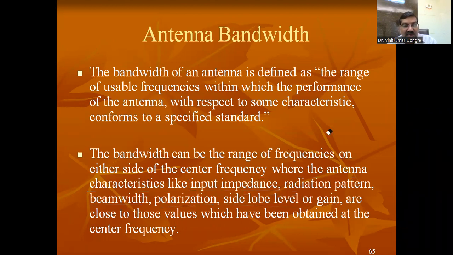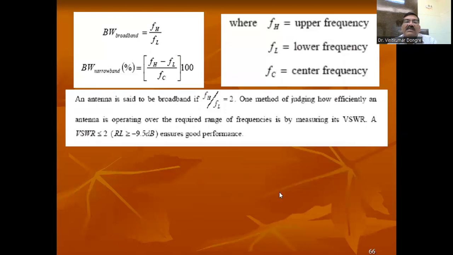The concept of bandwidth is the same, that is the range of frequency, but you are considering it for a particular parameter. Now here, bandwidth is higher frequency minus lower frequency. Then there is what is called the percentage bandwidth. The ratio of higher to lower frequency is also used. This is the percentage bandwidth: high frequency minus low frequency upon center frequency into 100. Why is percentage bandwidth considered?